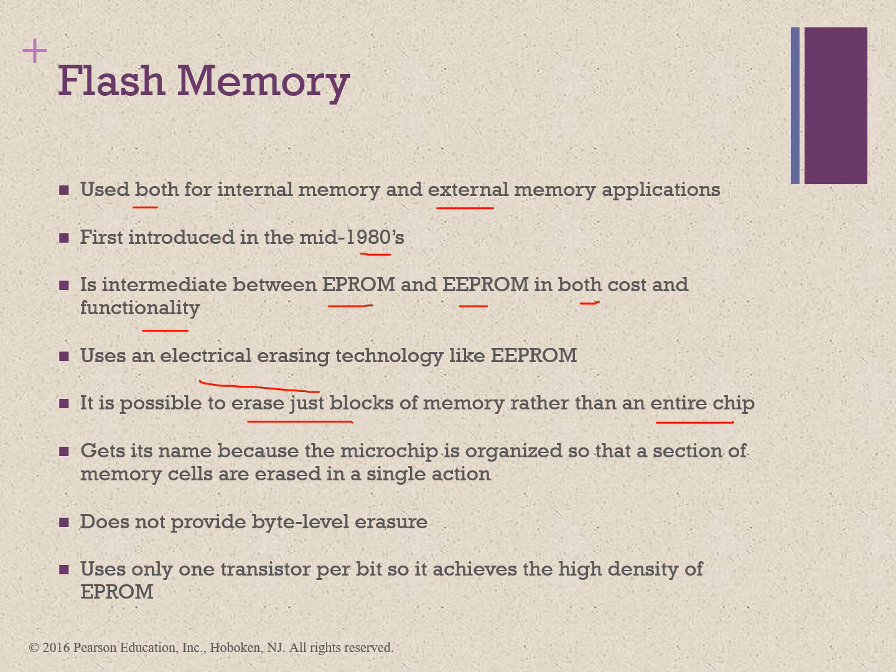Why is it given the name flash memory? It gets the name flash memory because the microchip is organized so that a section of the memory cells is erased in a single action. It doesn't support byte level erasure, it supports block level erasure. As written here, it uses only one transistor per bit, so it achieves the high density of the EPROM.